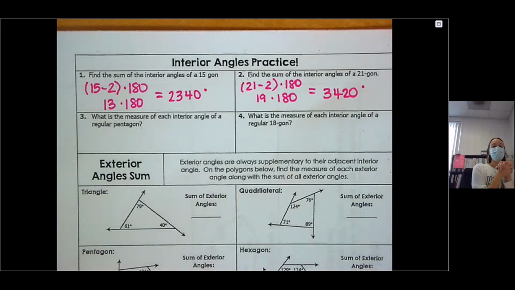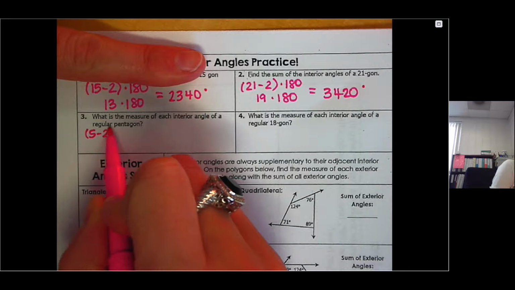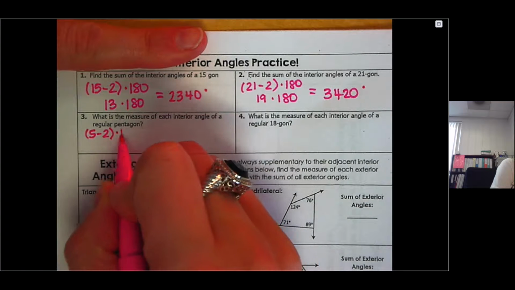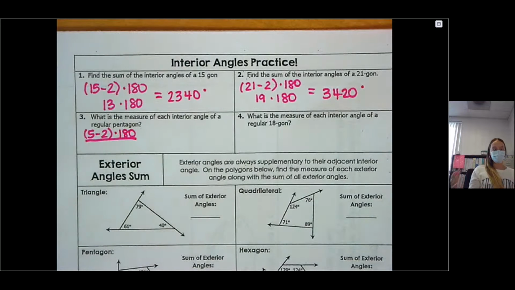Okay, number 3. What is the measure of each interior angle of a regular pentagon? Each means one individually. So now think for a second. Pentagons, how many sides? 5. Pent is 5. Okay, 5-sided figure. So in total, how would I figure out the total amount of degrees on the interior? You would do 3 times 180. Good. So we're going to take 5 minus 2, which is 3, and multiply it times 180. And then we're going to divide that number by the number of sides. How many sides does a pentagon have?